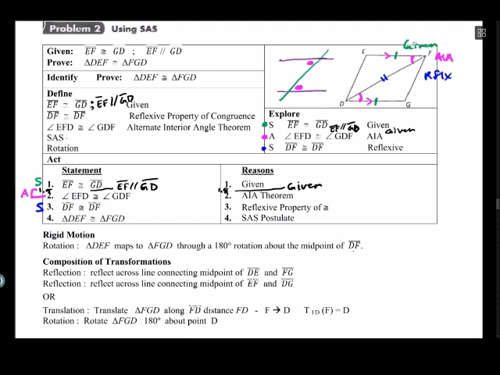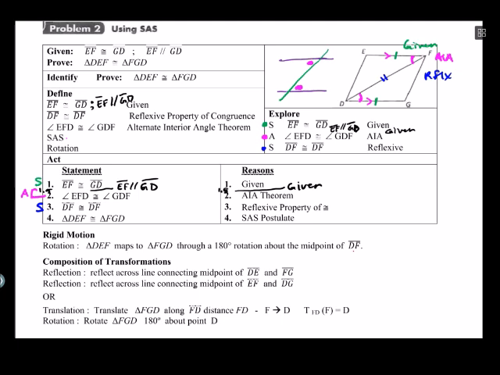And you can see how we found all the parts in our define, and then we used explore to set up like a rough draft of our proof. It's how we're going to get there, and then in our proof we just put it all together, make sure everything is nice and neat, proper notation, and it comes together very easily.